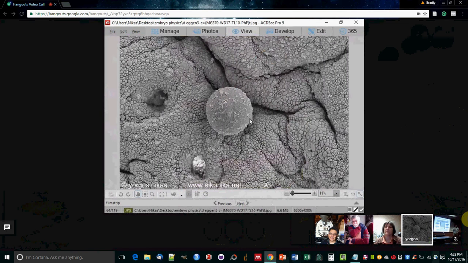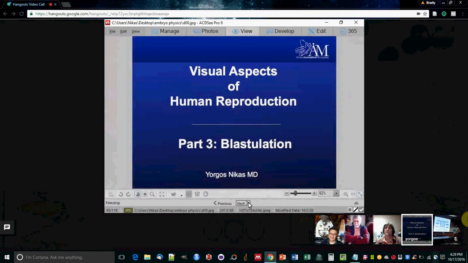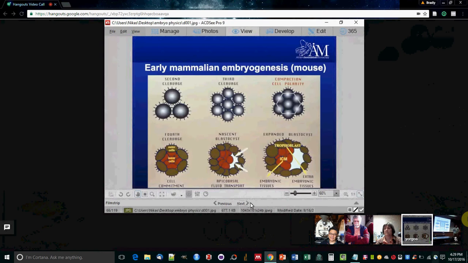So now we go further, and now the egg is not anymore in the fallopian tube, it is in the uterus. This is the uterine epithelium. This is an egg. This is an embryo, actually, because it's still enclosed in the zona pellucida, but inside must be a morula, as I showed you before. And now let's talk about blastulation.